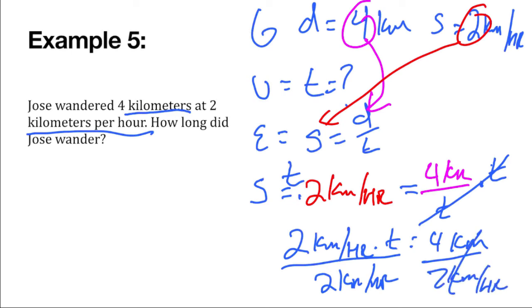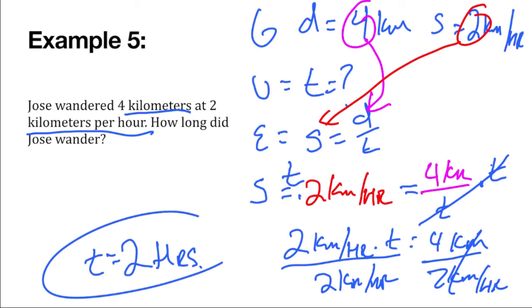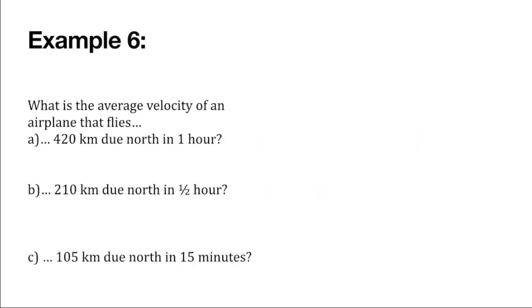Our kilometers cancel, so we are left with a time of 2 hours. Makes sense. Okay. Now, earlier we had talked about what happens if the units don't match up. Then we have to do some conversion. So this last one, notice, it says, what is the average velocity of an airplane? So we have 3 different options here.